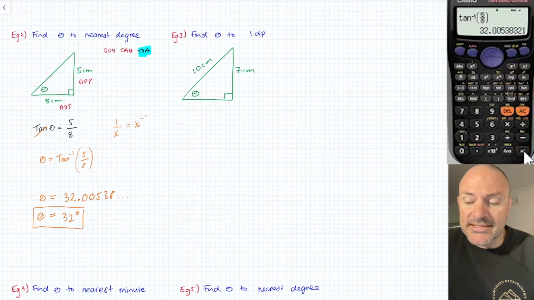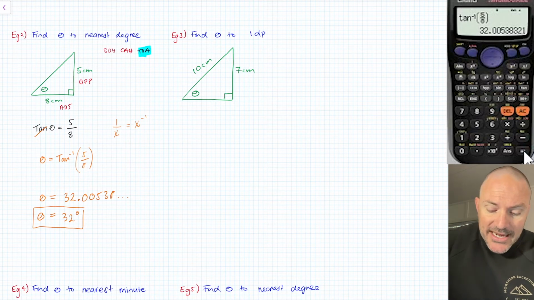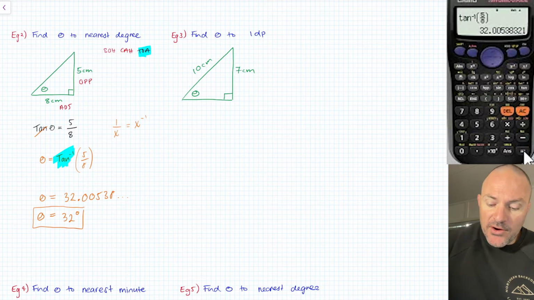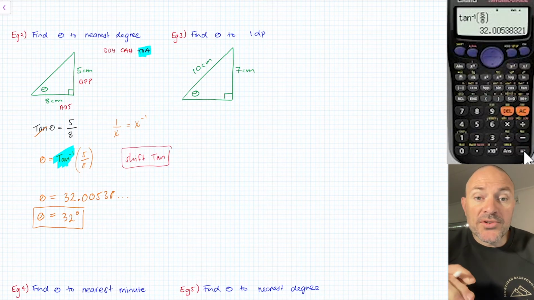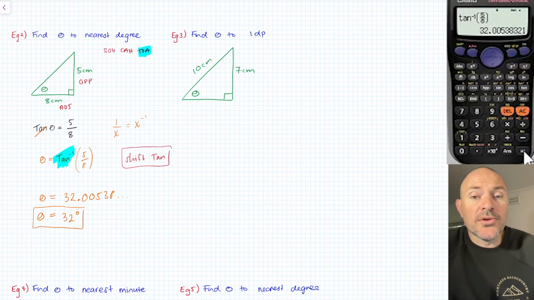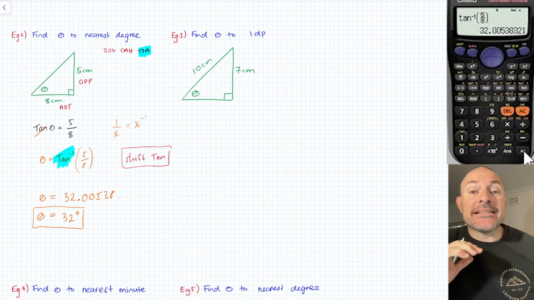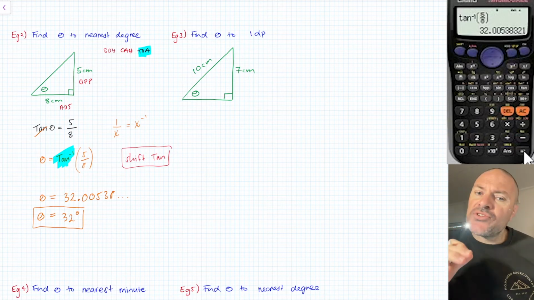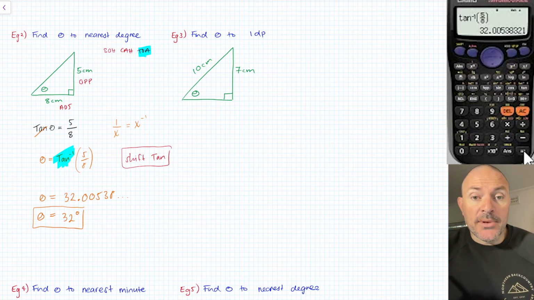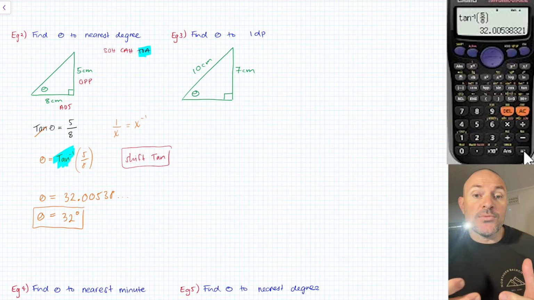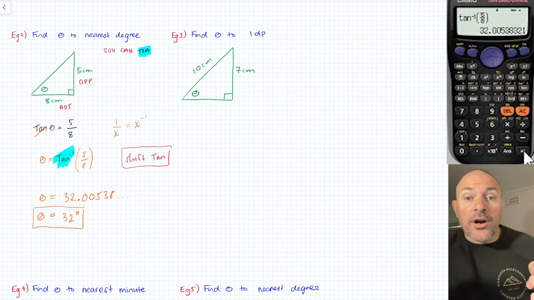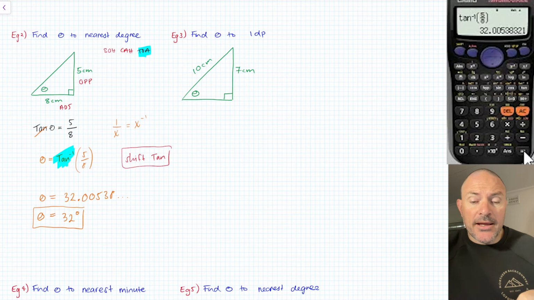So what was the one step that was different? Well, it's this tan negative 1, otherwise known as our shift tan. Now, whenever you find an angle with trigonometry, no matter what type of trig you're using, if you're finding an angle, you need to press shift at some point. It's so critical. If you don't, the answer is going to be incorrect. So when you start to see a question where you're finding an angle, think, I've got to press shift at some point, whether it be shift cos, shift sine, shift tan.